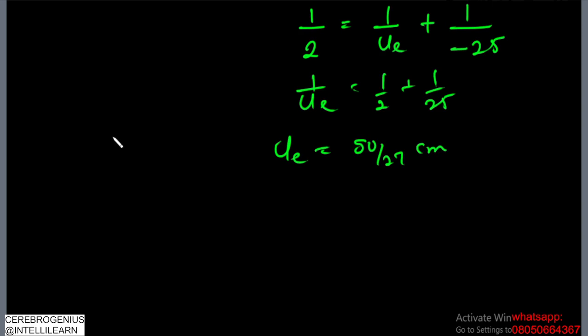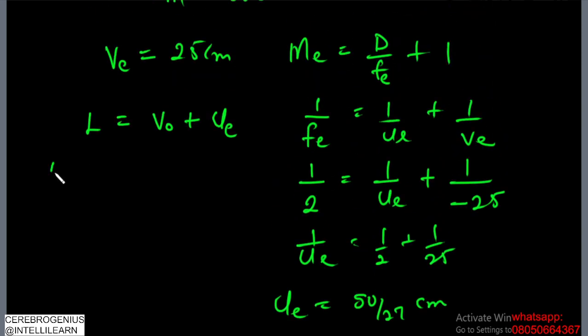So that's U_E. Now knowing U_E, we come here and say 14.9 is equal to V naught plus 50 over 27. So we get V naught to be 14.9 minus 50 over 27, which is 13.05.